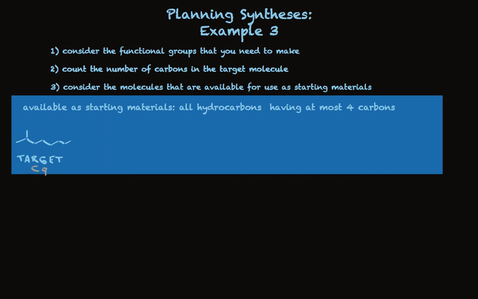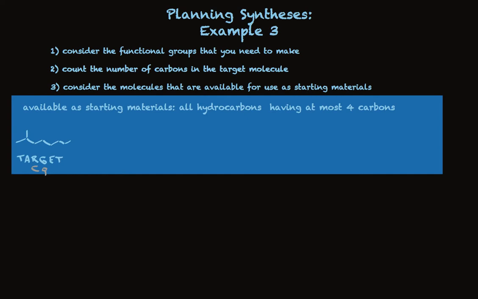And then step 3, we'll consider the molecules that we have available as starting materials and figure out how many carbon-carbon bonds we need to make, if any. Well, you see here that we can have at most 4 carbons, and we have a C9 molecule. So that means we need at least 3 different pieces to put together, because 4 plus 4 would be 8, so we can't make this by just 2 pieces. We need 3.